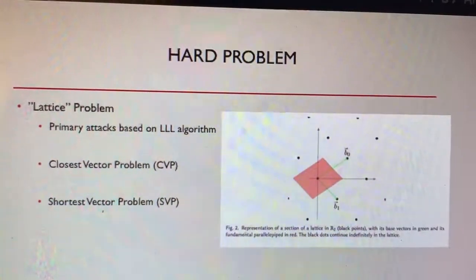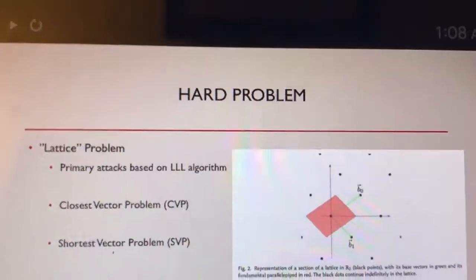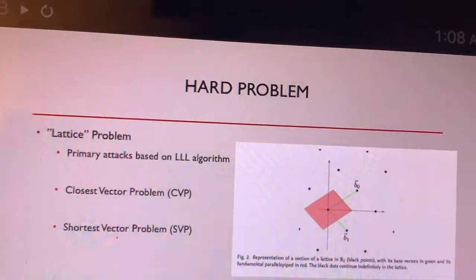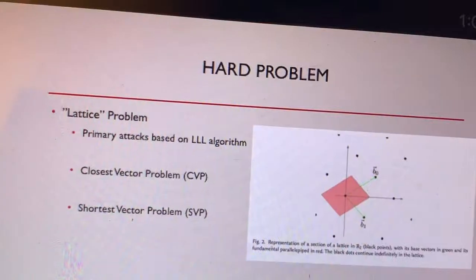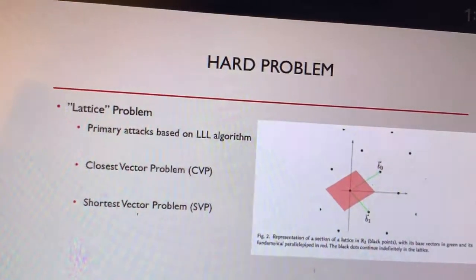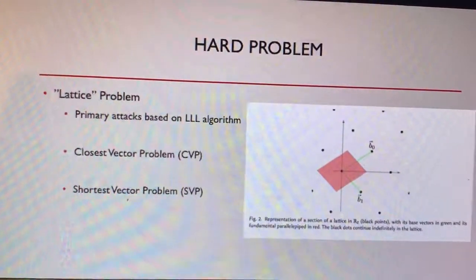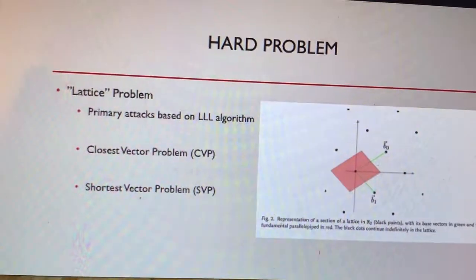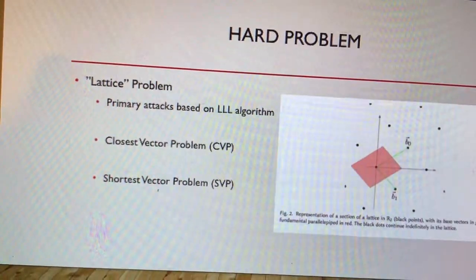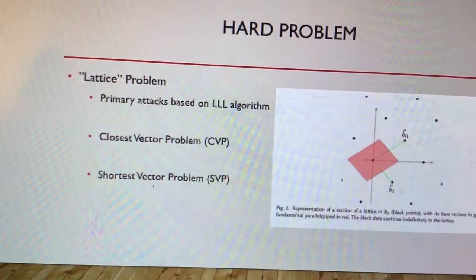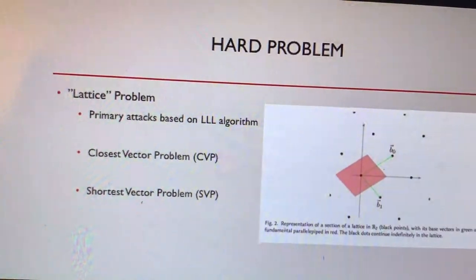Now, a few hard mathematical problems involved in fully homomorphic encryption. First is the lattice problem. The basis of most primary attacks on fully homomorphic encryption crypto systems is that they are based on a lattice algorithm. Now, as pictured on the right, here's an example of a lattice. Because these attacks are based on this algorithm, there are a few underlying problems under this umbrella term. For example, the closest vector problem.